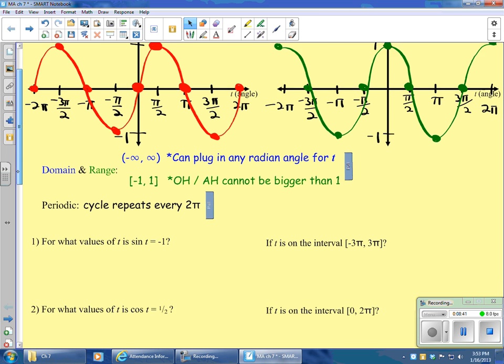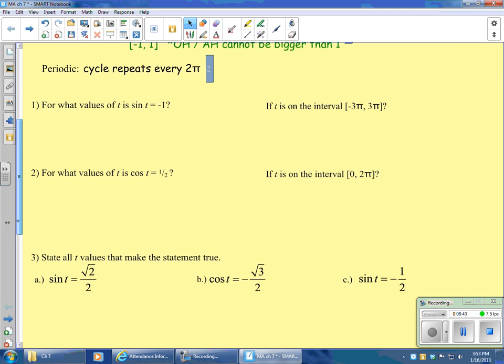On numbers 1 and 2, and actually number 3 as well, we're going to be looking at the unit circle. I'm not going to actually draw the circle, just the coordinates. On number 1, it's asking for what values of t, meaning what angle. So this is actually inverse trig. It's telling me the answer. I want to know what angle results in that answer. When is the sine equal to -1?